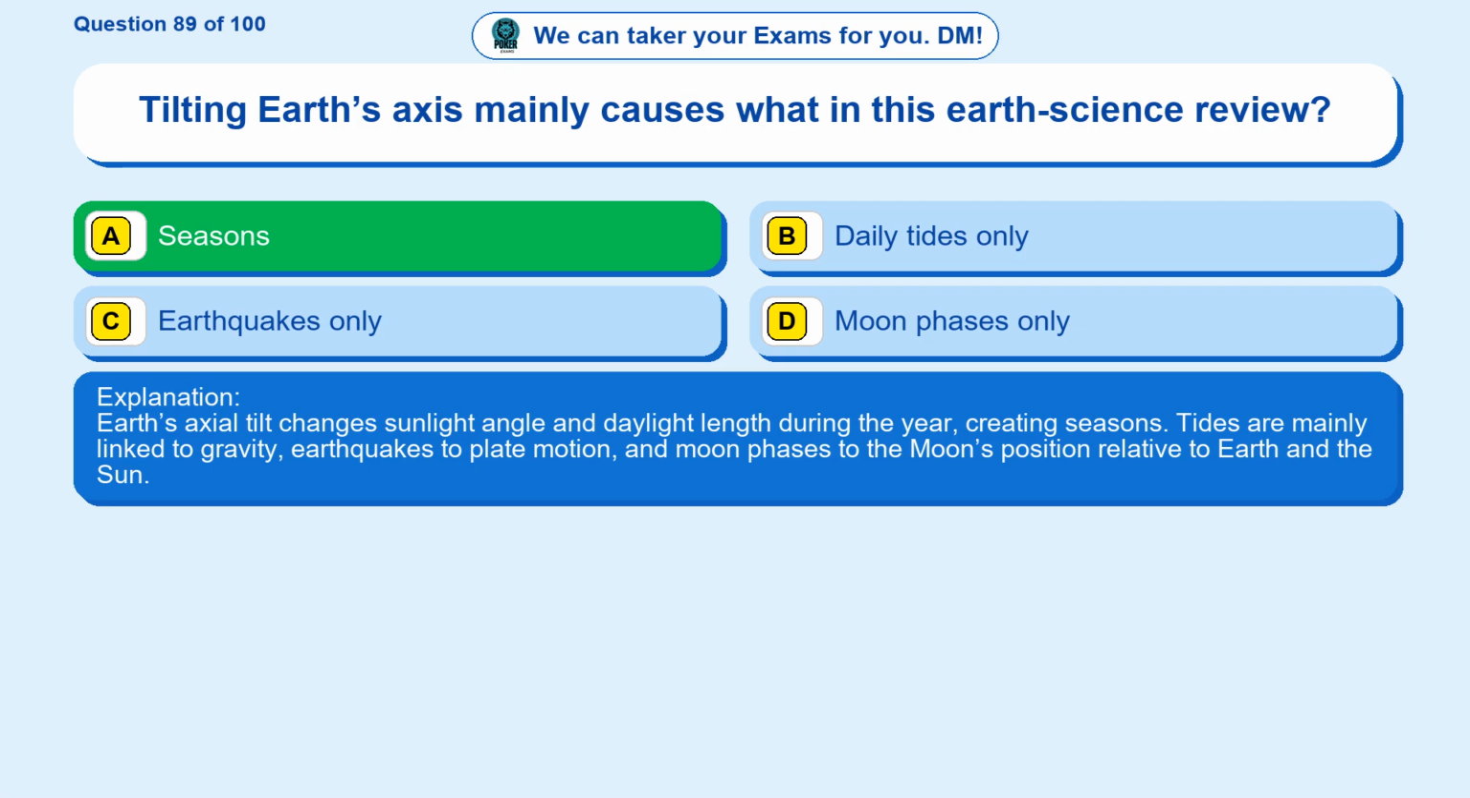Earth's axial tilt changes sunlight angle and daylight length during the year, creating seasons. Tides are mainly linked to gravity, earthquakes to plate motion, and moon phases to the moon's position relative to Earth and the Sun.